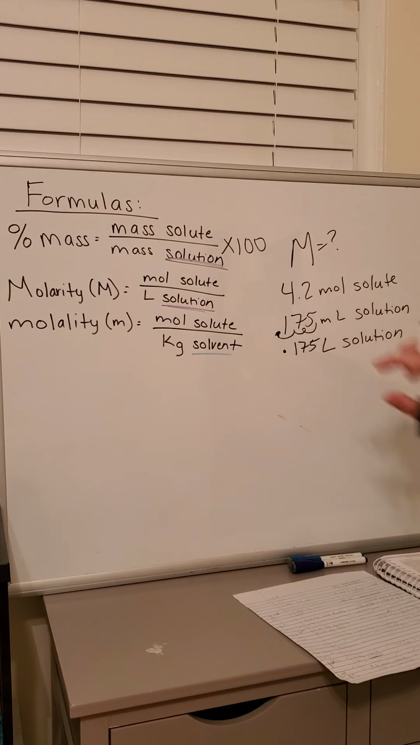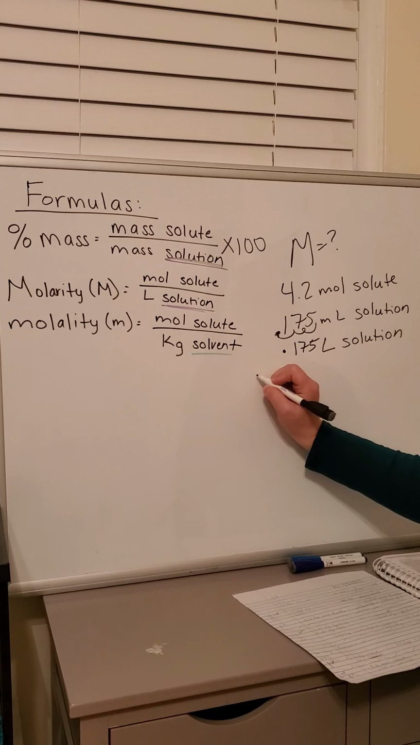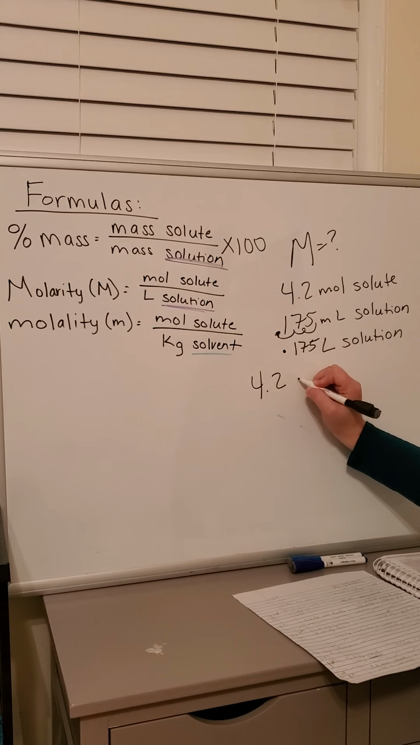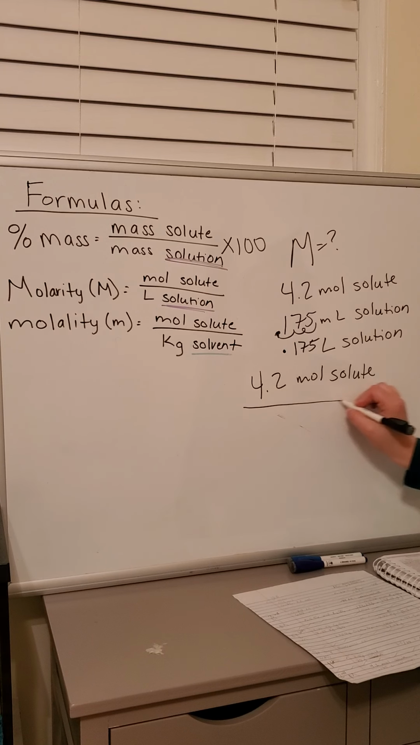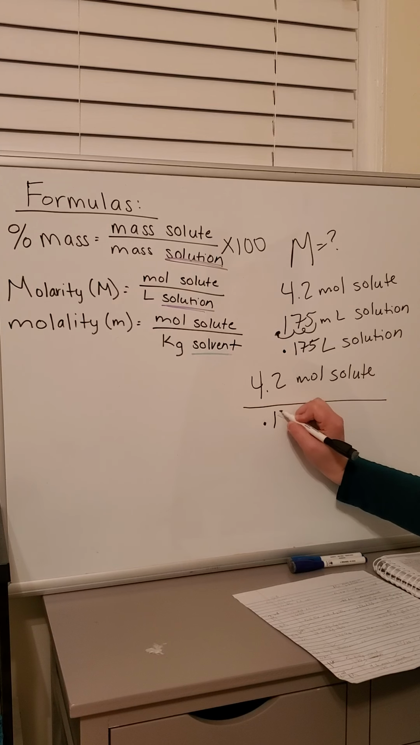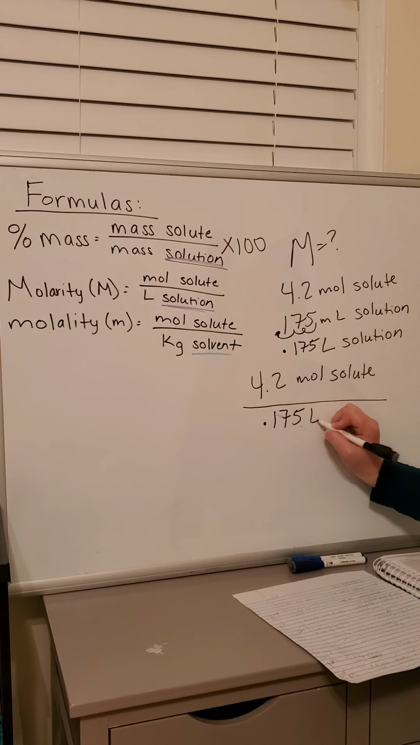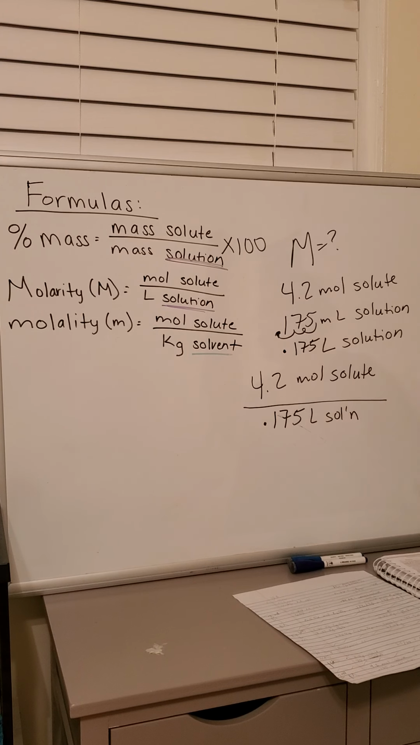Okay, so that's really the only funky thing that we have to do for this problem. Now we can just plug these numbers in and find our molarity. So we have 4.2 moles of solute. Again, solute is the thing being dissolved, over 0.175 liter of solution. I'm going to write solution like this with the apostrophe n so I don't have to keep writing it out. And I'm not going to just write SOL because we don't know if I'm talking about solute or solvent or solution. Okay, so that's how it's going to look from now on.